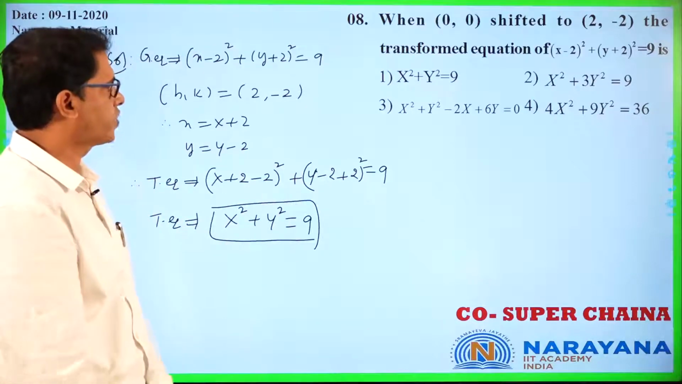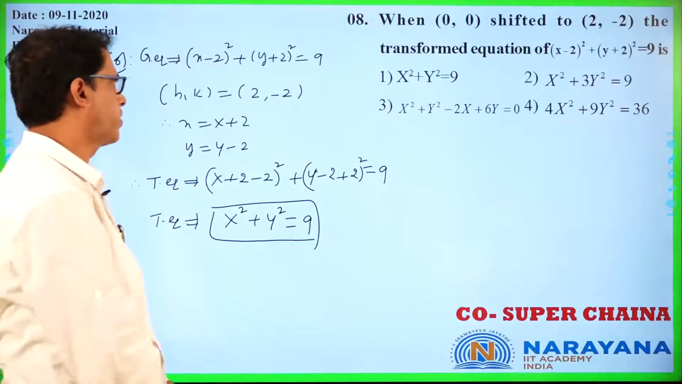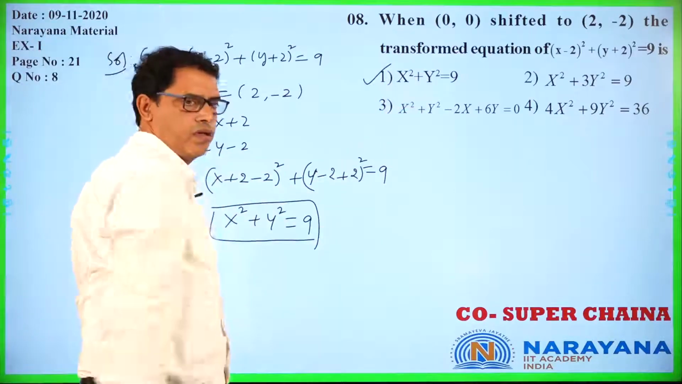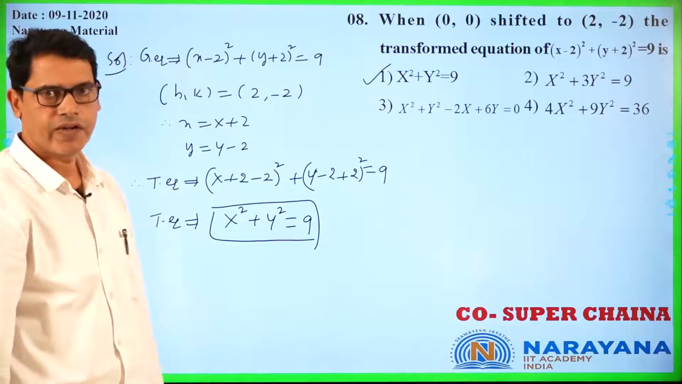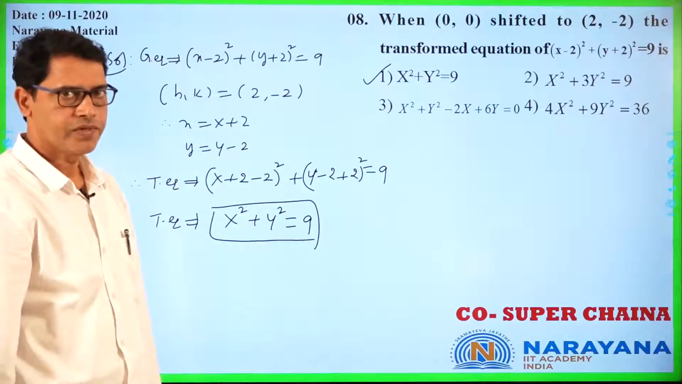x square plus y square equals to 9. Means first option is the right answer. Very, very simple one. Okay na? Next one.